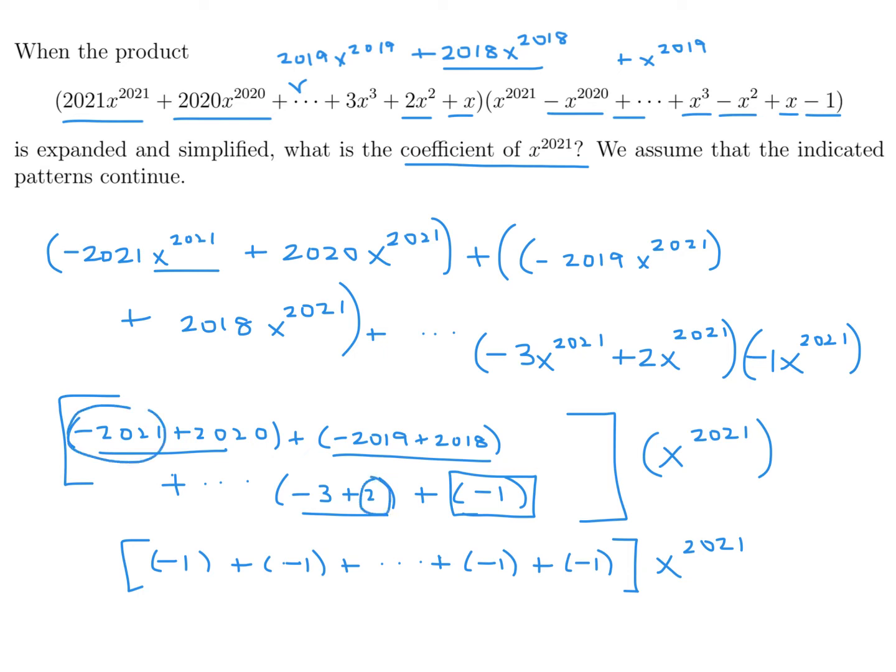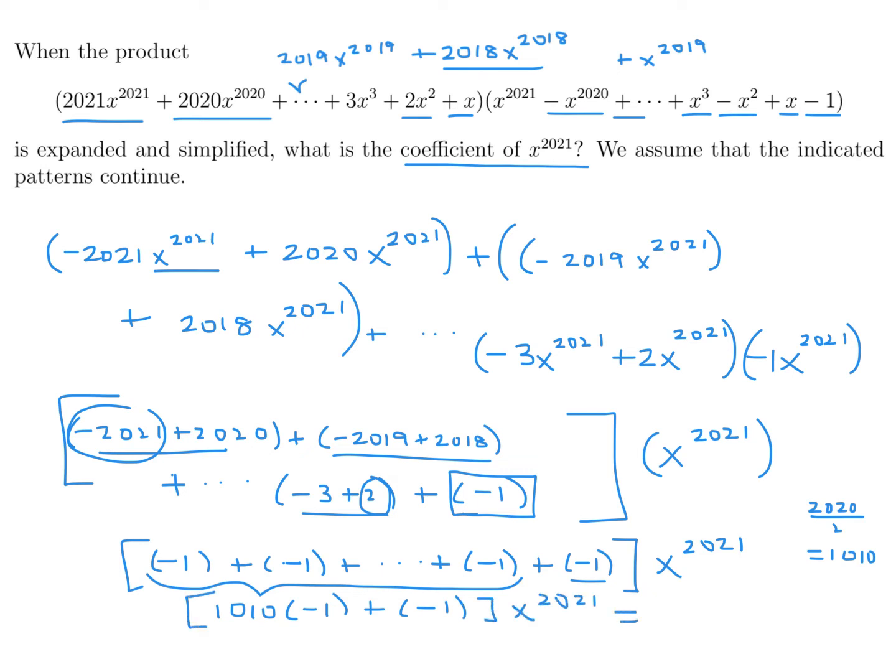Now each of those is paired up, so that means 2020 numbers divided by 2 would give me the number of pairs. So 10 pairs. So that means there's 10 of these. So 10 times negative 1, and then don't forget that last negative 1. And there you go. That is pretty much the coefficient of x to the power of 2021. And that would be minus 10 minus 1, x to the power of 2021. And that is minus 1011. That is the coefficient of x to the power of 2021.